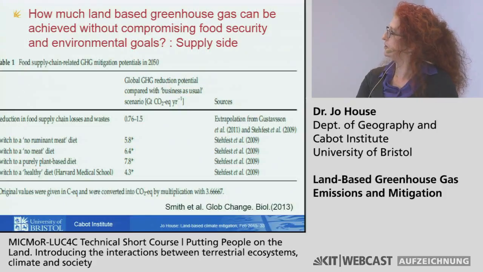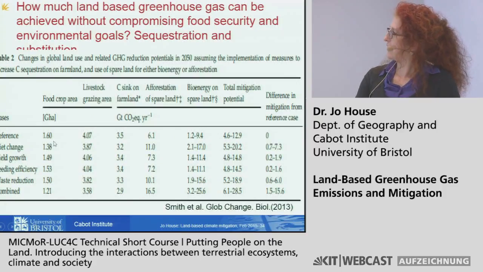So you can look at what you can do in the food supply chain. For example, switching to a no-ruminant diet or switching to a no-meat diet at all gets you different amounts of CO2 savings. So the greenhouse gas reduction potential of a purely plant-based diet is 7.8 gigatons. Compared to this, what Harvard Medical School say a healthy diet should be, including some meat, is 4.3 gigatons. Did I say percent? Gigatons of CO2 emissions.